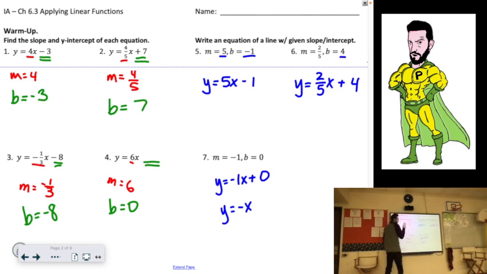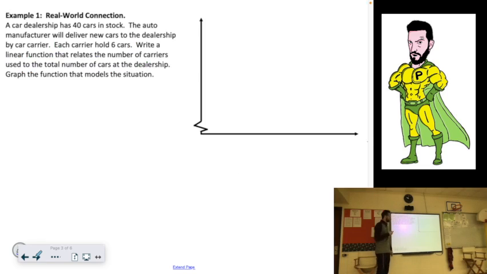All right, so slope is our rate of change. If we're graphing, it's our rise over run. And the y-intercept is kind of like a starting point. All right, so let's see what we got. A car dealership has 40 cars in stock. So they're starting already with 40 cars. Their starting amount is like our y-intercept.